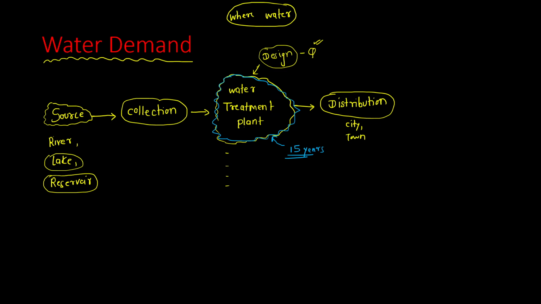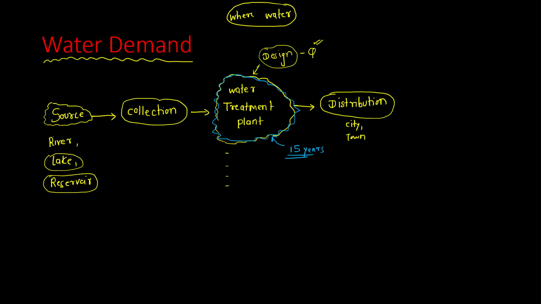Now this water treatment plant is a costly structure, and this cannot be easily replaced, or we can say it cannot be easily designed for further expansions, or we cannot increase the capacities very easily of the water treatment plant. So what we are doing, we are designing it for a certain period of time. Let's take an example of 15 years. So the design period of this water treatment plant is 15 years.